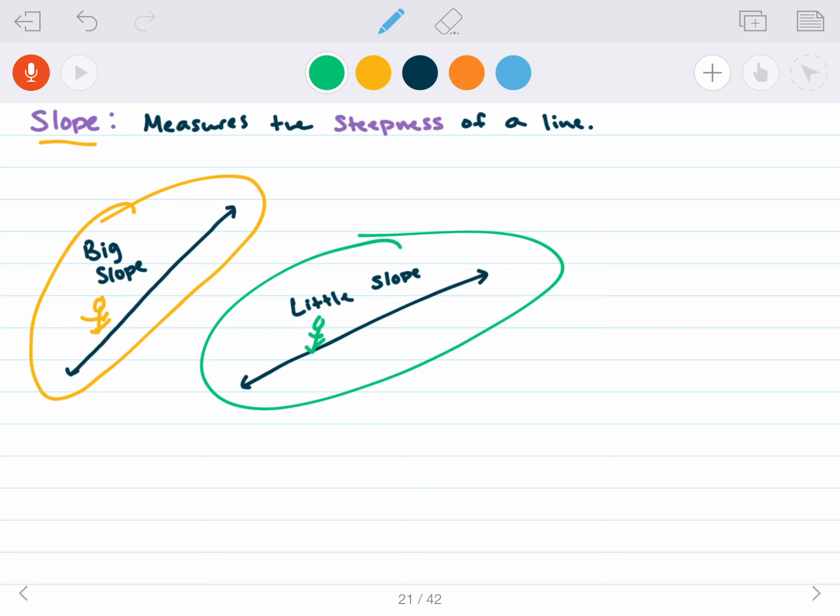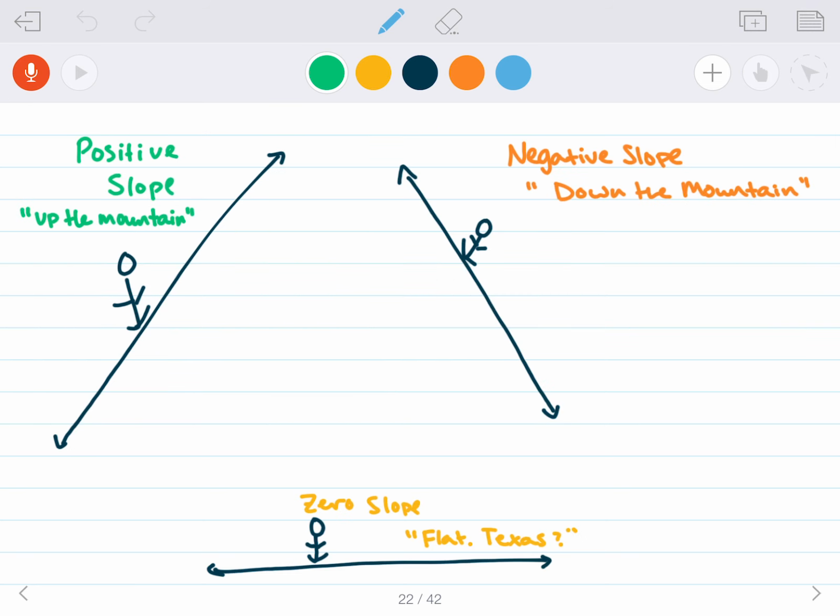So slope is a number, okay? And it measures how steep a line is. That's all it is. We're going to talk about how useful slope can be for us. Alright, so now we need to talk about 3 different types of slope.